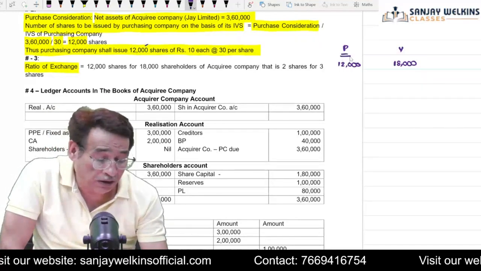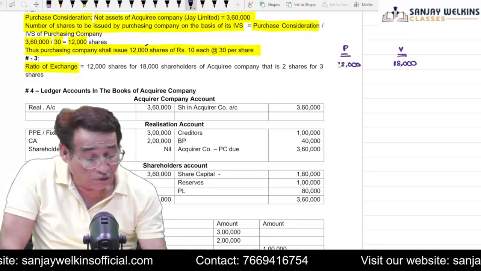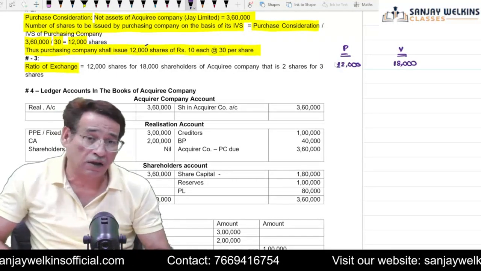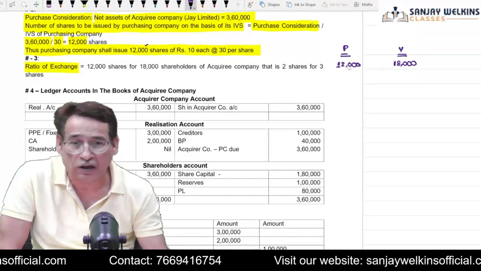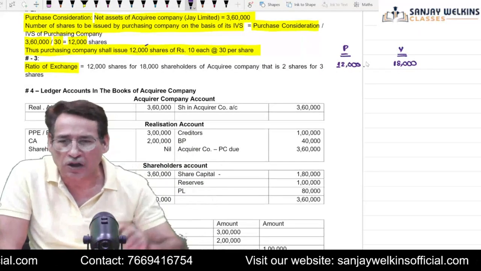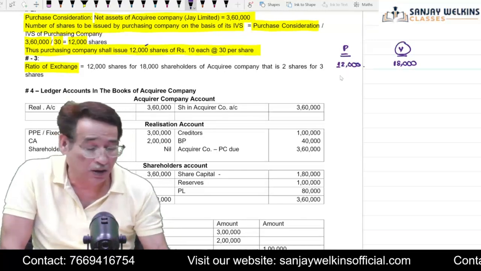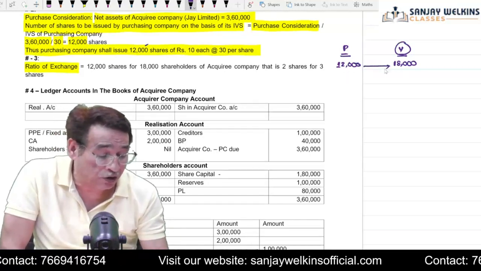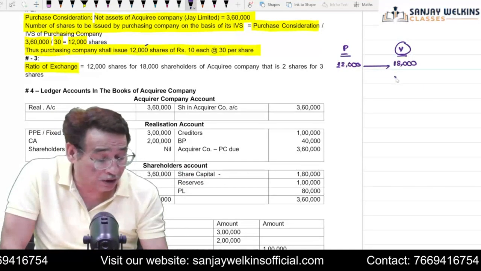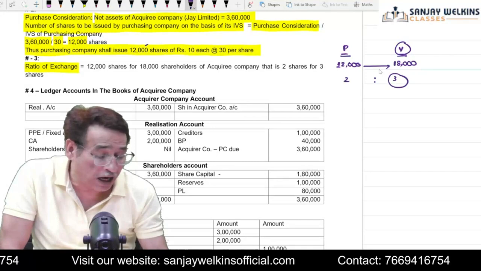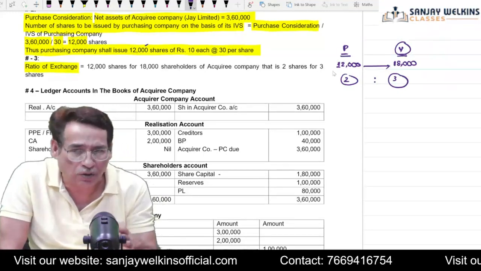In order to determine the ratio of exchange, first of all, note down the total number of shares of the vendor company. Then note the number of shares your company has determined to use to discharge the purchase consideration, that is 12,000. Purchase consideration is always given to the owners, and the owners are the shareholders. So your company will issue 12,000 shares only to the 18,000 shareholders of the vendor company. If I compute the ratio, it comes to 2:3. That means for every 3 shares, we are going to issue only 2 shares.